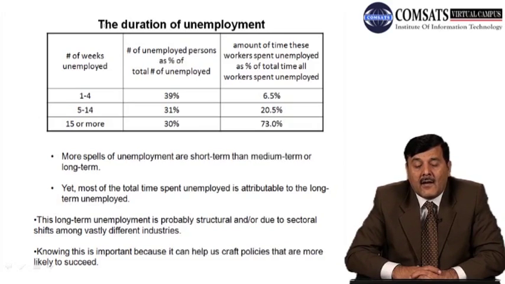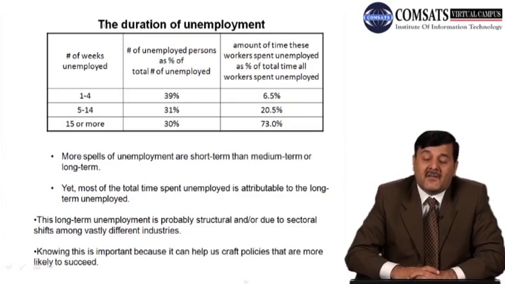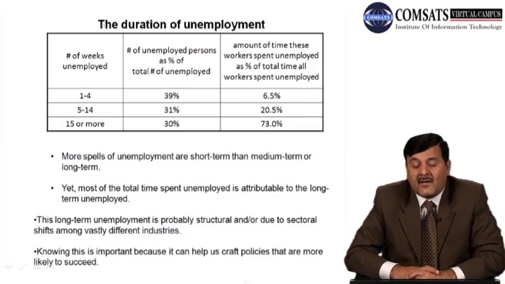5 to 14 weeks, and then 31% of the unemployed persons are the percentage of total unemployed, and then 20.5% is the amount of time these workers spent unemployed as a percentage of total time of all workers spent on the unemployed of the all unemployed workers. 15 and more weeks is 30%, and 73% of the people they spend their time.